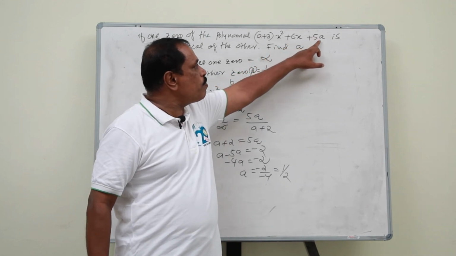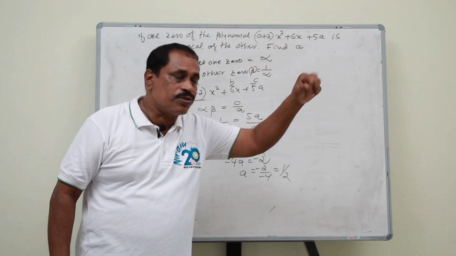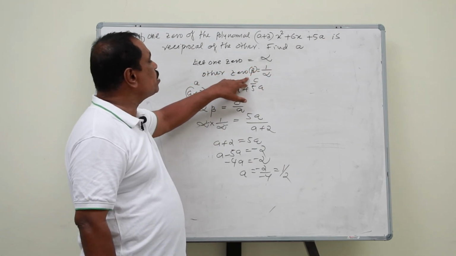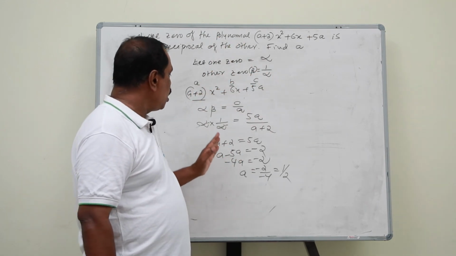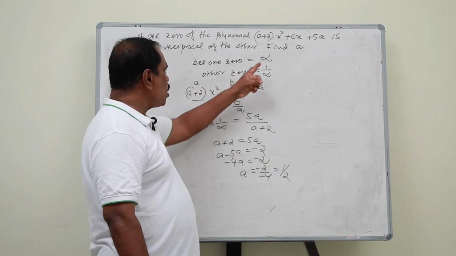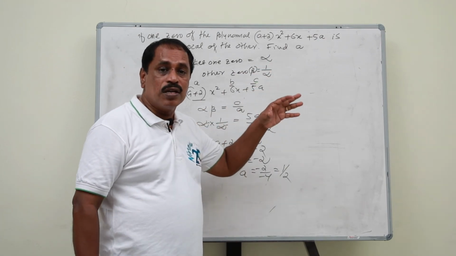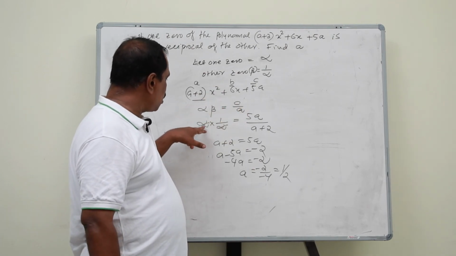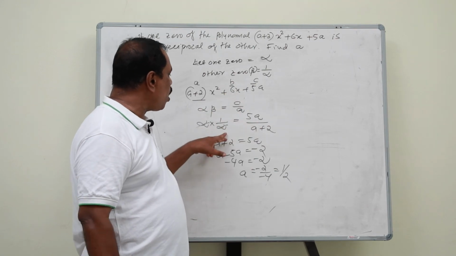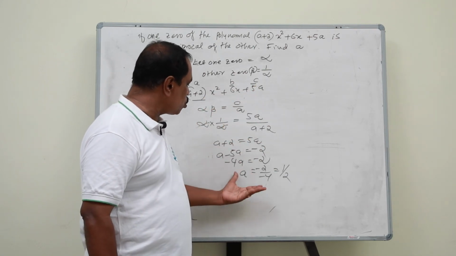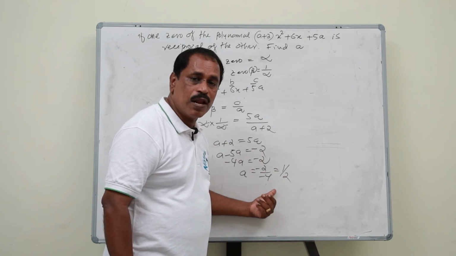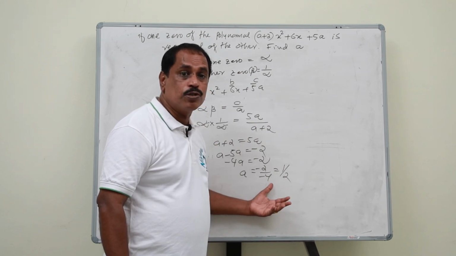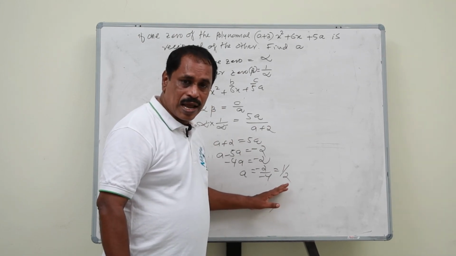Now I repeat. This is a quadratic polynomial. One zero is the reciprocal of the other. We took one zero as alpha and the second zero beta as the reciprocal of alpha. Then use the product, because one is alpha and the other is its reciprocal, so they will be cancelled. So the product of the zeros equals c by a. Alpha times 1 by alpha, c is 5a and a is a plus 2, solved, a equals 1 by 2. Similar. So many questions are there, and if you study 2 or 3 you will be able to know more. Clear? Clear? Yes.